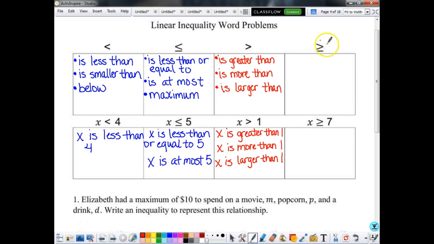Alright, so this is the greater than or equal to symbol. One of the phrases you might see is "greater than or equal to." Another one is "at least." And another one would be "the minimum."